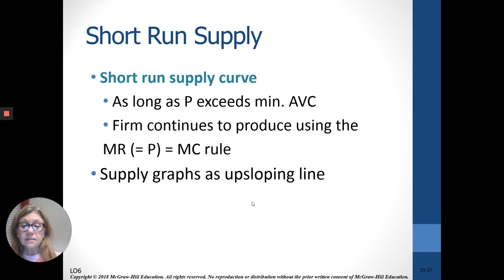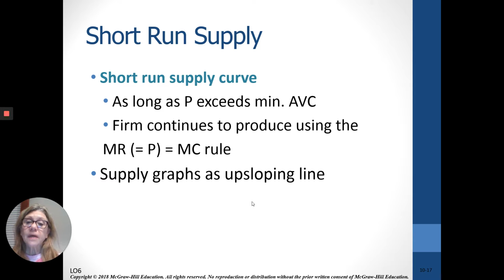This is the rest of Chapter 10, which explains the short run supply curve. We're still in the short run for the pure competitor. And it might help if you print out the notes on Chapter 10 that are in course documents before we go over these PowerPoint slides.